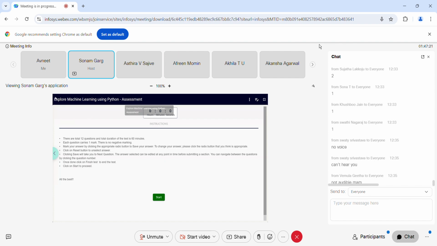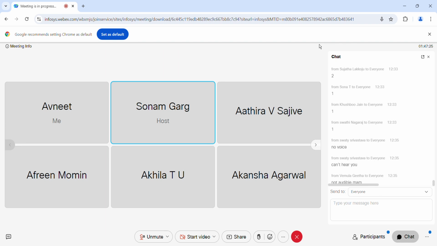Okay, and then finally you have this assessment which has only 12 questions. This you can complete once you go through the course. Then you can think of completing this assessment as well.